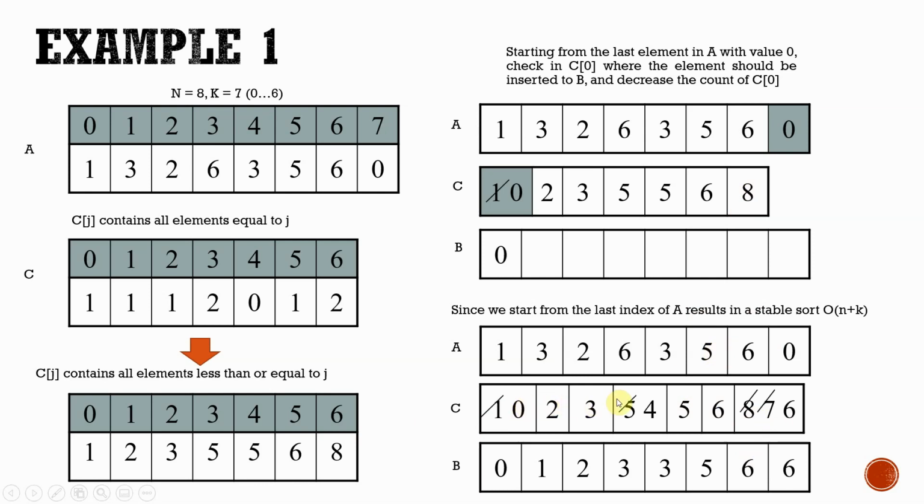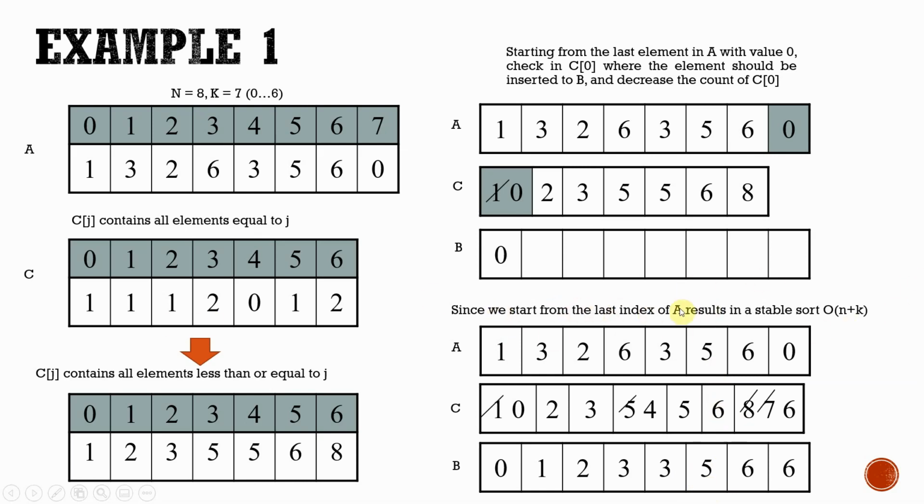And this goes on, like for 5. 0, 1, 2, 3, 4, 5. This one. It shows that there are 6 elements that are smaller than or equal to 5, so 5 can be placed at the latest at the 6th location, which is going to be index 5. So that's where 5 goes, and this continues, so we go backwards.